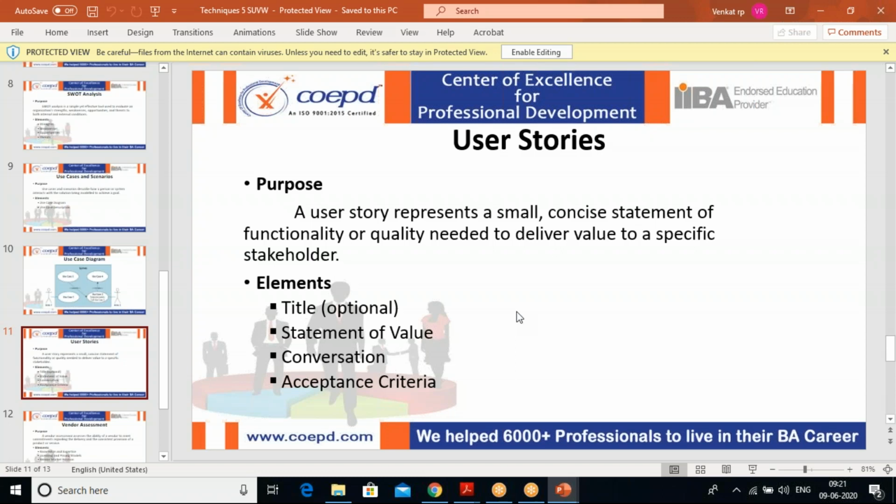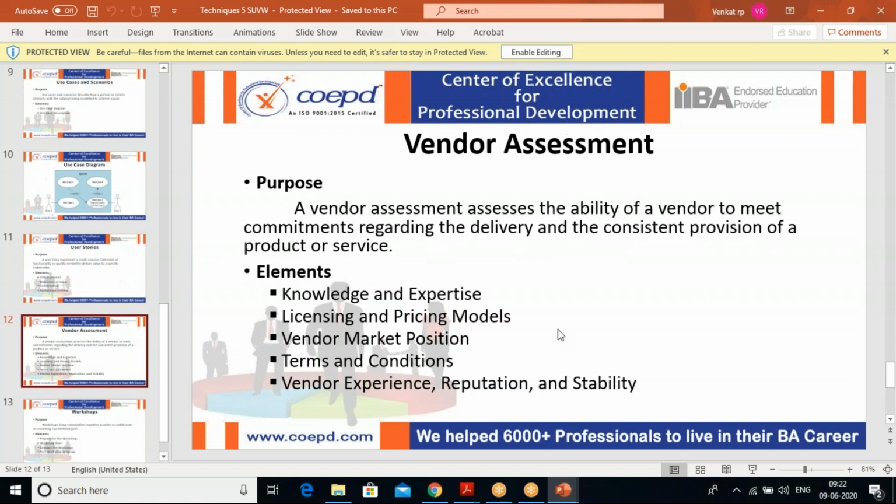They can't write a complex user story and then say do it. Complex user stories we call epics. Generally we divide epics into user stories. So a user story is a simple, small functionality which the stakeholder requires, and it is written from the stakeholder perspective. Okay, and then we have the vendor assessment.